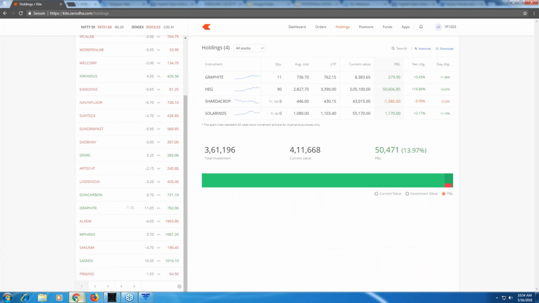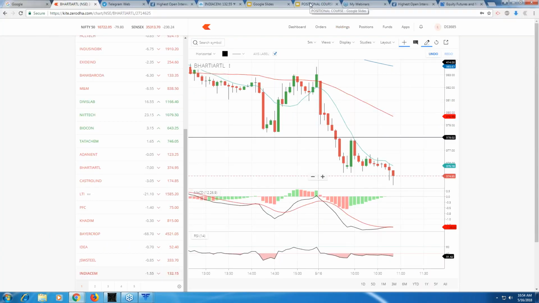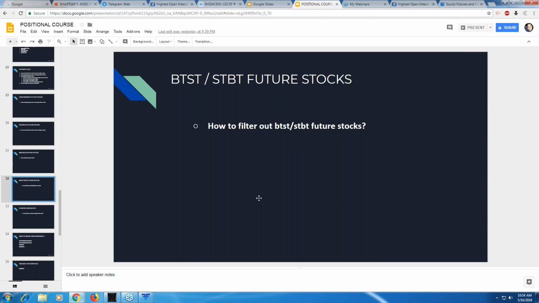All right. So now I hope I have made it clear. You have to use open interest to filter out the stocks for STBT and BTST.